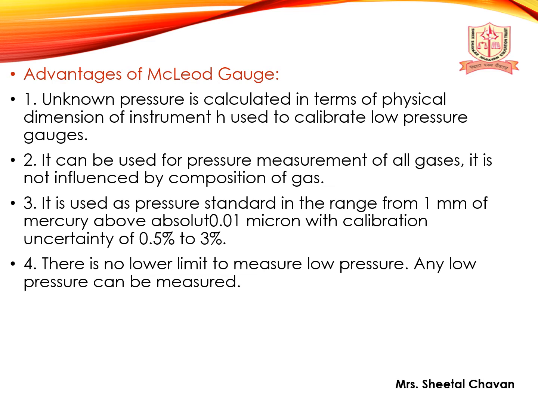Advantages of McLeod gauge. Unknown pressure is calculated in terms of physical dimensions of the instrument, used to calibrate other pressure gauges. It can be used for pressure measurement of all the gases. It is not influenced by the composition of gas. It is used as a pressure standard in the range from 1 mm of mercury absolute down to 0.01 micron, with calibration uncertainty of 0.5% to 3%. There is no lower limit to measure the low pressure. Any low pressure can be measured.